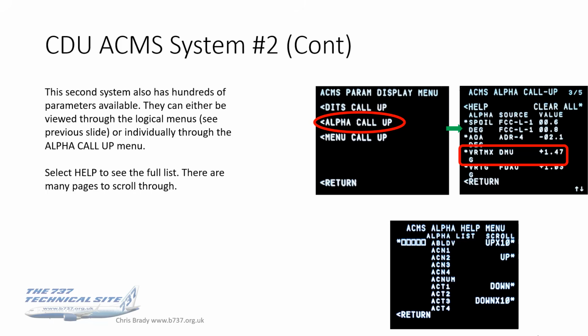Just following on from system 2, if you want to see all of the possible parameters, then go alpha call up and select help, and you can scroll through pages and pages and pages of the available alpha list there. Knowing what they mean is a different kettle of fish. I mean, you can guess most of them, but anyway, that's where they all are. This is just, I say, for transparency, so you know what's there.